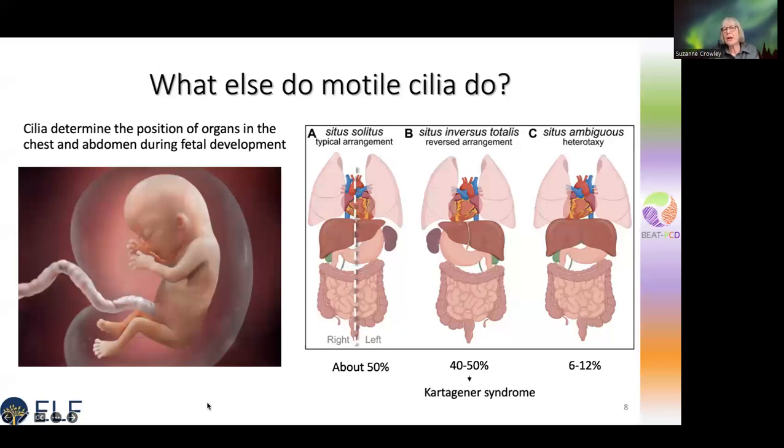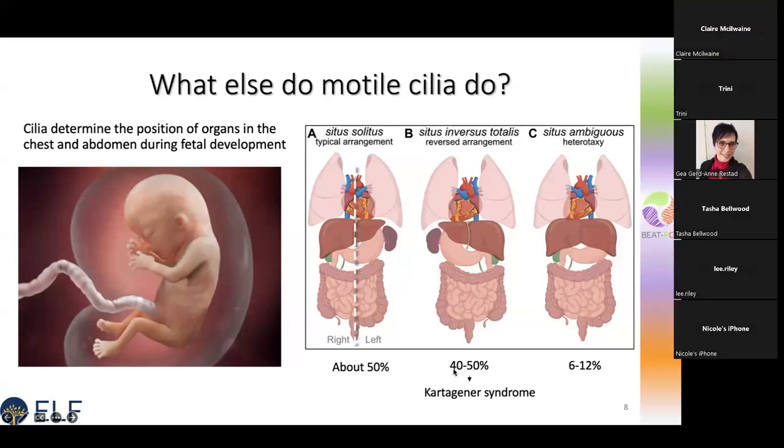But motile cilia do other things too. So they're important before we're even born, and they are responsible for orientation of the organs in the chest and in the abdomen. So normally we have a left lung on the left and a right lung on the right, with the heart towards the left here. We have a liver on the right-hand side and a spleen on the left. And here we have our colon, or our guts. And dangling down at the bottom here, we have the appendix. So this is what's called normal situs, and that is present in about half of people with PCD.